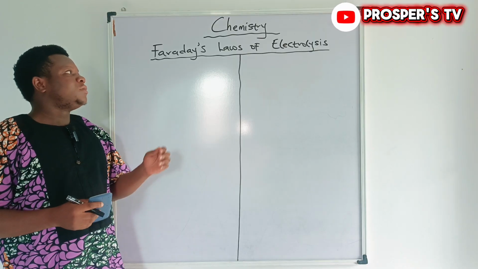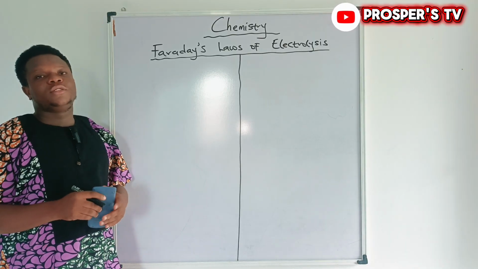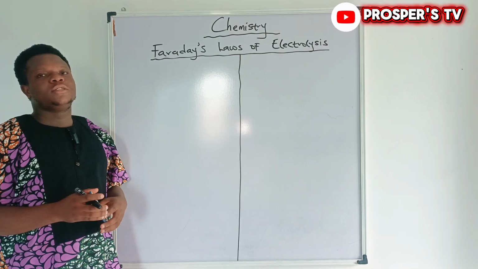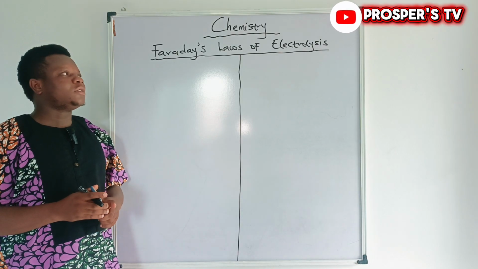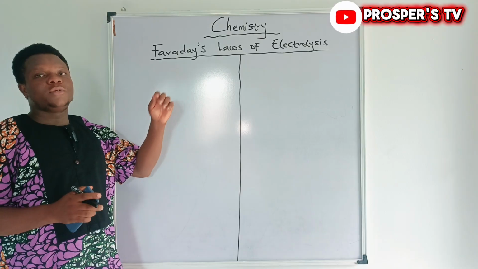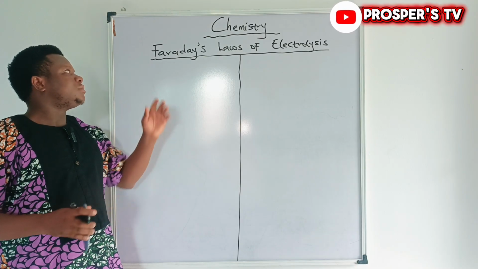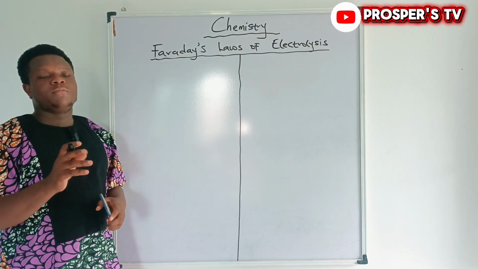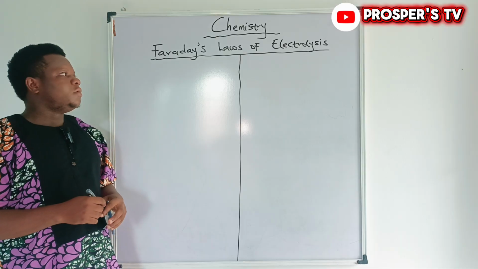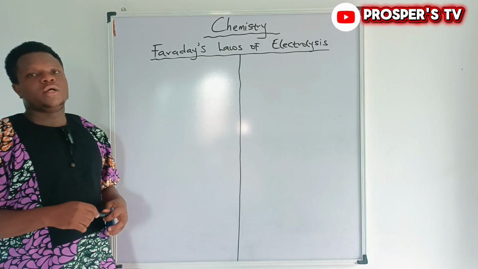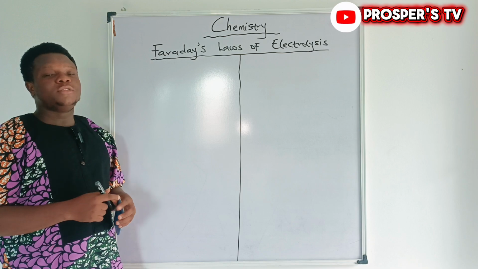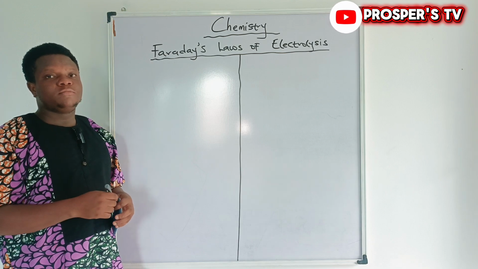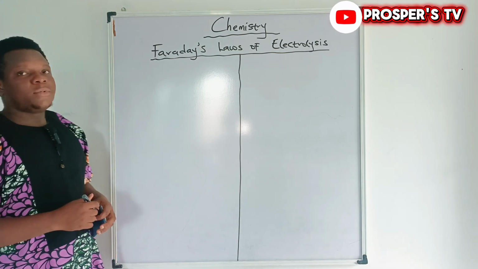So, without wasting much time, in our previous video, we discussed the theory of electrolysis. We've discussed the mechanism, we've discussed examples of electrolysis, and so on. In this video, we'll be looking briefly at Faraday's laws of electrolysis. Michael Faraday gave two laws for electrolysis that are very important when it comes to the subject of electrolysis. So I will start with the first law.